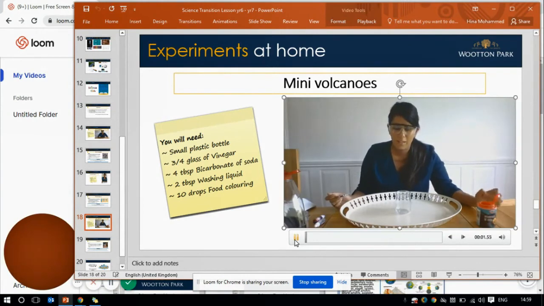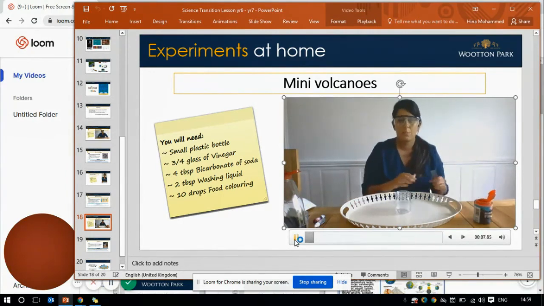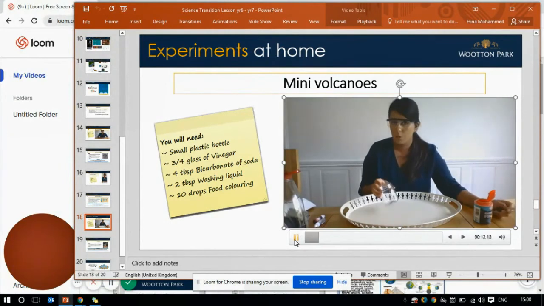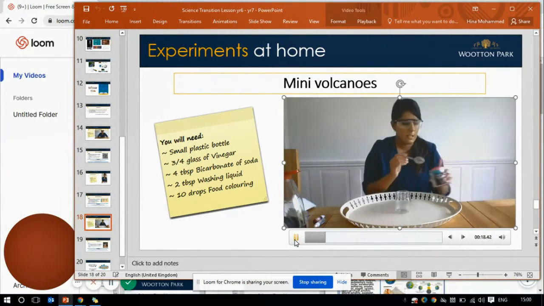Mini volcanoes. So for this experiment, again, the equipment that you need is listed on the PowerPoint. I'm using a jar that I found around the house. You're welcome to use an empty water bottle or a juice bottle. Just make sure it's nice and dry and clean. So to this, I'm adding my bicarb. So it says on the PowerPoint about 4 tablespoons worth.